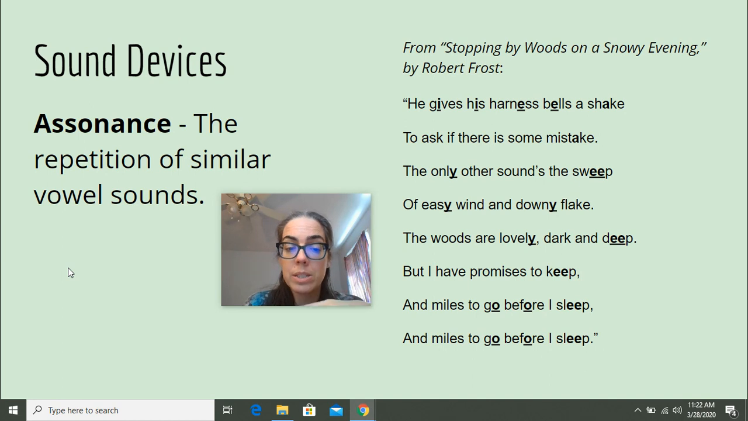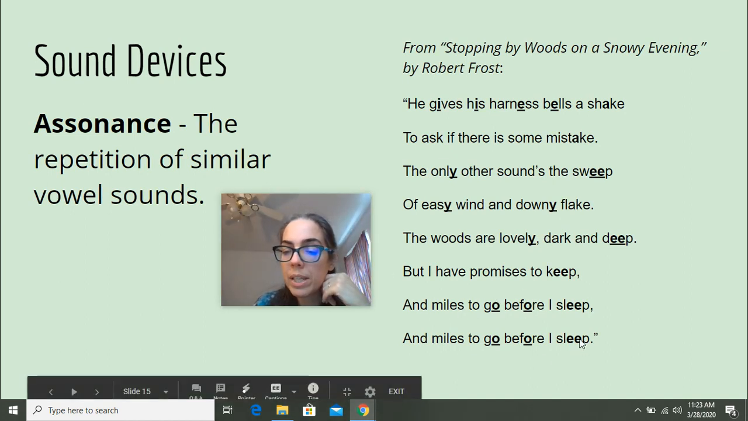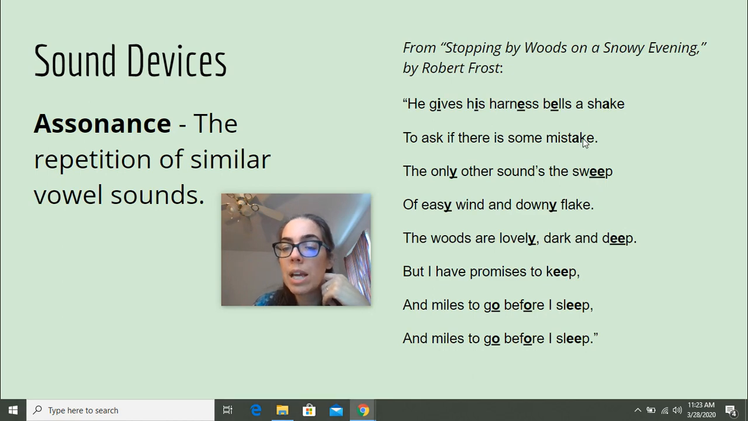the assonance that's in this poem: he gives his harness bells a shake to ask if there is some mistake. The only other sounds the sweep of easy wind and downy flake. The woods are lovely, dark and deep, but I have promises to keep, and miles to go before I sleep, and miles to go before I sleep. So you can see we've got the O here, the double E's here and here. We've got shake, mistake, we've got the Y's going on here, and then the I's and the E's up here. So he's got a lot of repetitious vowel sounds.